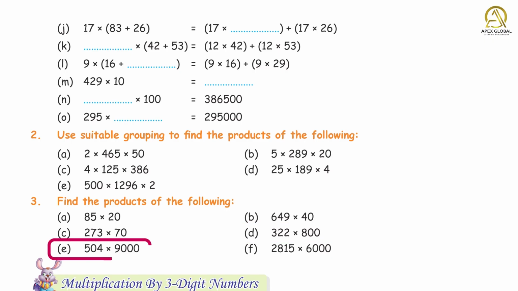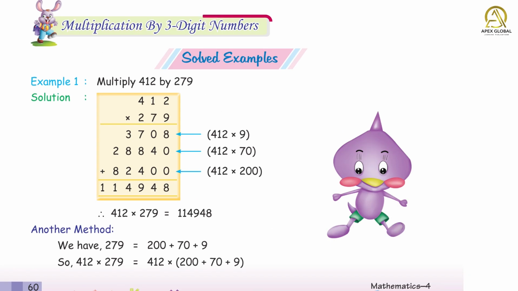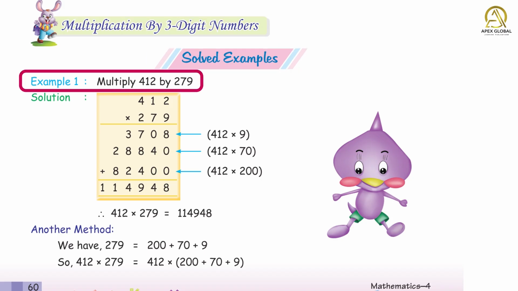Answer 2,57,600. E. 504 into 9,000. Answer 45,36,000. F. 2,815 into 6,000. Answer 1 crore 68,90,000. Multiplication by 3-digit number. Solved examples. Example 1. Multiply 412 by 279.